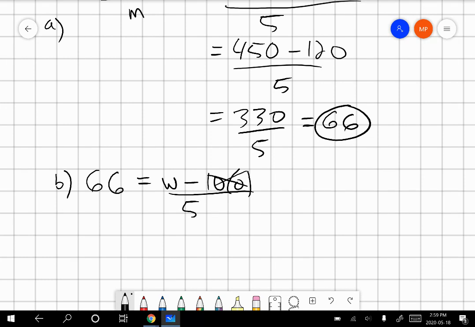So 10 times 0 is nothing. So it turns out the math in this one's easier because I'm just going to multiply both sides by 5. And let's see, I'm going to have 66 times 5, and it's 330 words.